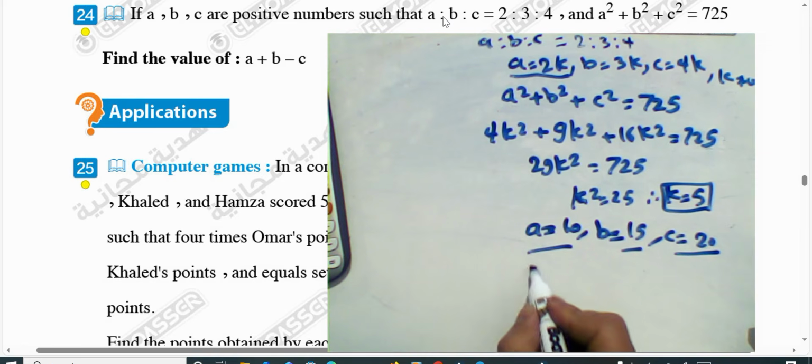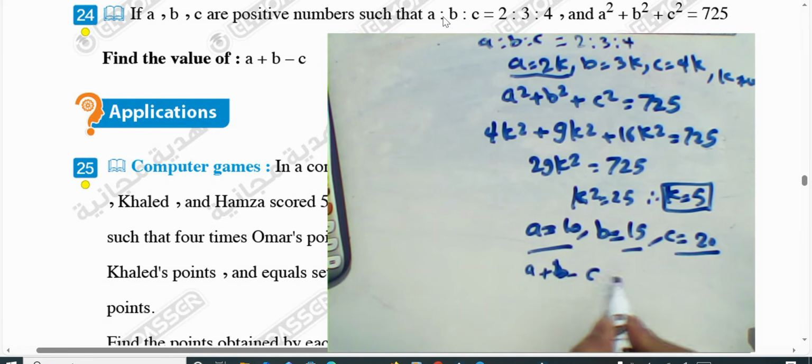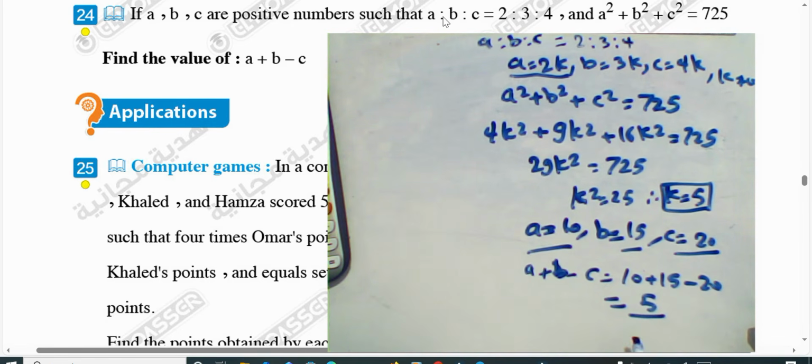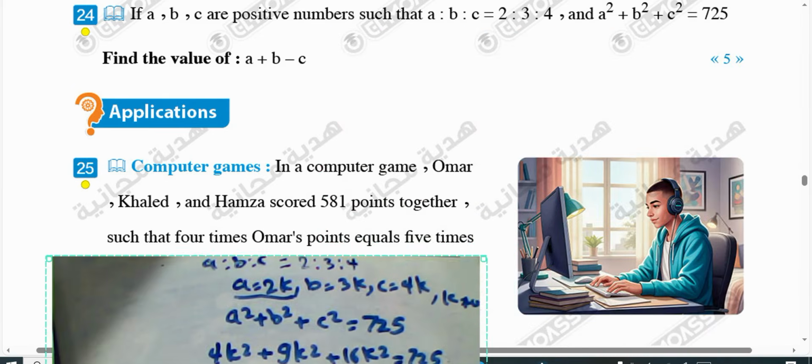They want to find what? A plus b minus c. A was 10 plus b 15 minus 20. We have 25 minus 20 equals 5. The result here will be 5.